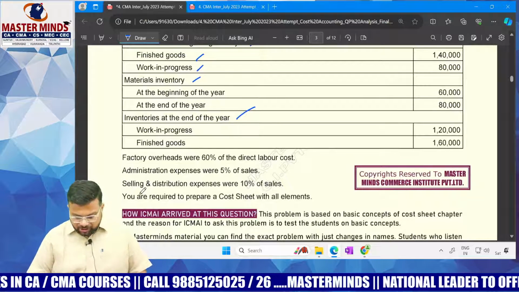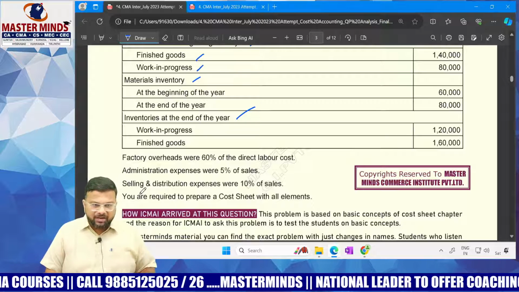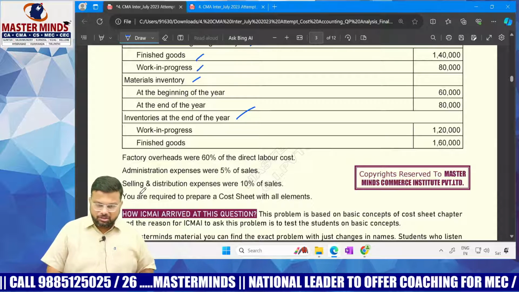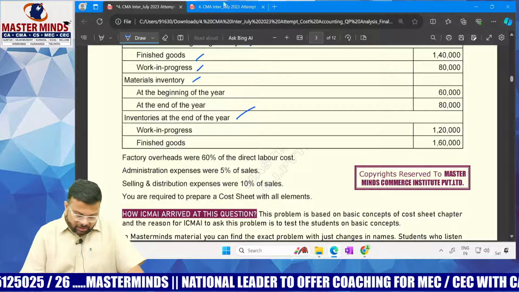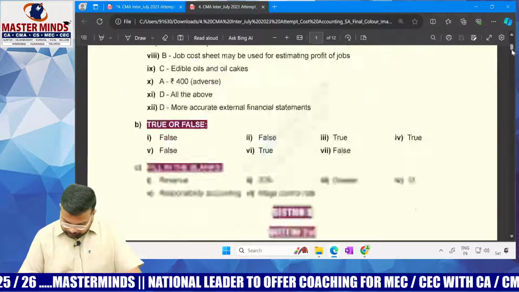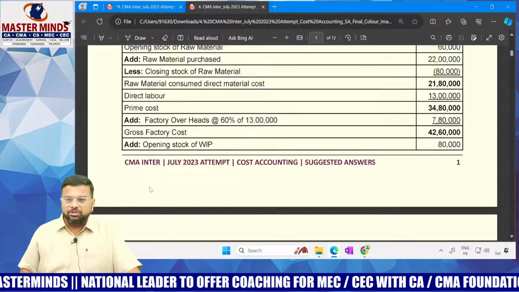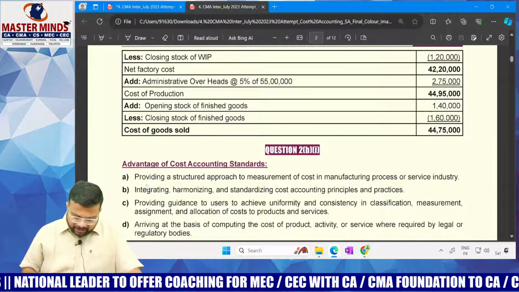Factory overheads were absorbed at the rate of 60% of direct labor cost. Administration expenses were absorbed at the rate of 5% of sales. Selling and distribution expenses were absorbed at the rate of 10% of sales. Okay, so very basic question. You can do it easily. Right, solution for this one. This is the basic solution. Very basic problem which is given for 7 marks. Right, next.